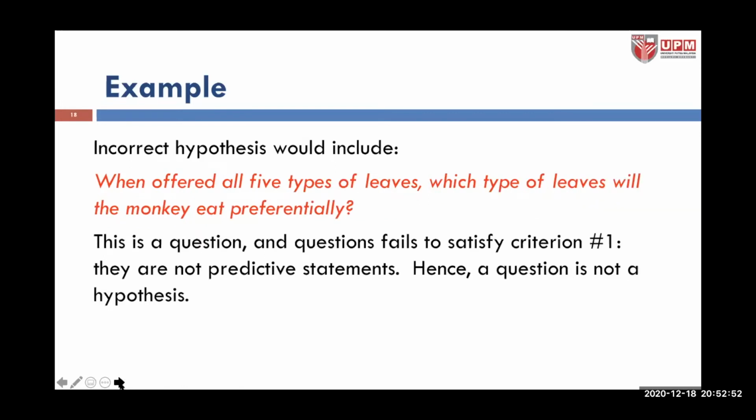Another incorrect hypothesis would include: when offered all 5 types of leaves, which type of leaves will the monkeys eat preferentially? There is a question mark there. So this is a question. A question cannot be a hypothesis. Questions fail to satisfy criterion number 1. They are not predictive statements. It is a question mark. A question is not a hypothesis. All right.